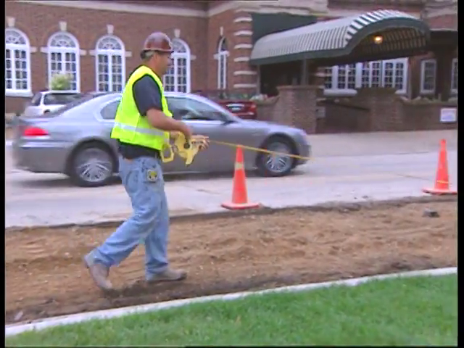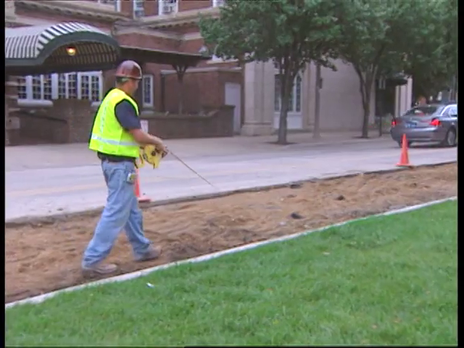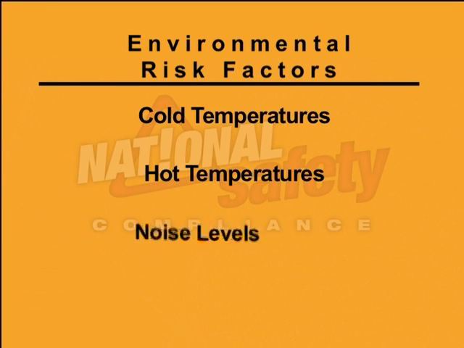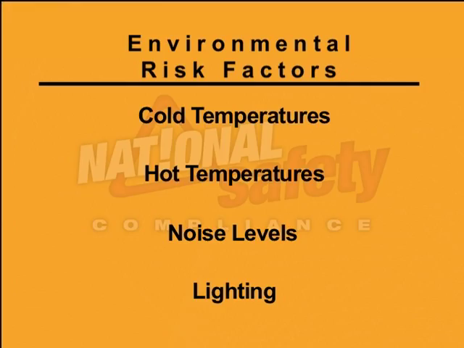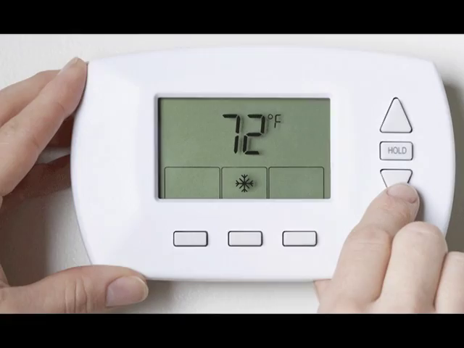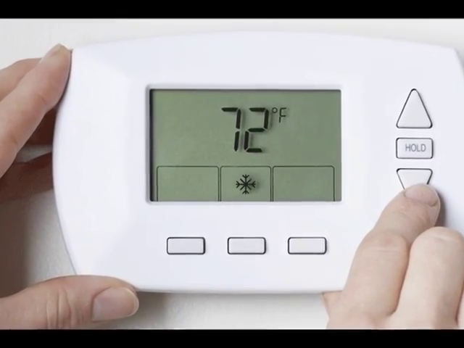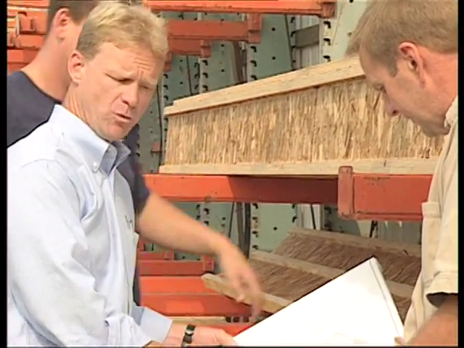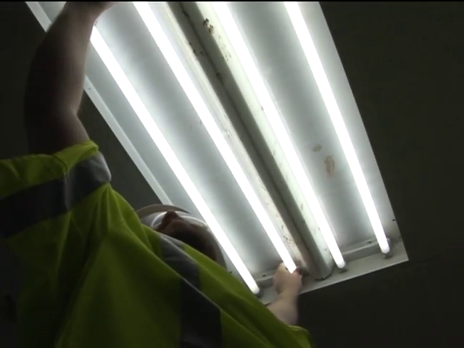Various elements in the environment can affect employees' ability to perform their work tasks. Among these risk factors are cold temperatures, hot temperatures, noise levels, and lighting. Controlling environmental factors can be challenging. Maintain a constant, comfortable temperature whenever practical. High noise levels may require personal protective equipment when indicated, such as earplugs or ear muffs. Replace light bulbs or tubes as necessary. And use anti-glare screens on monitors to help visibility.